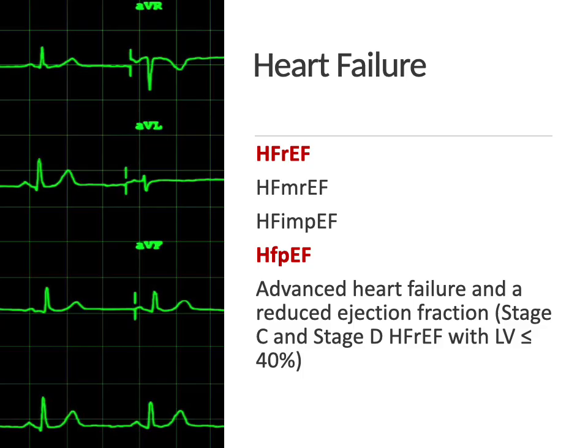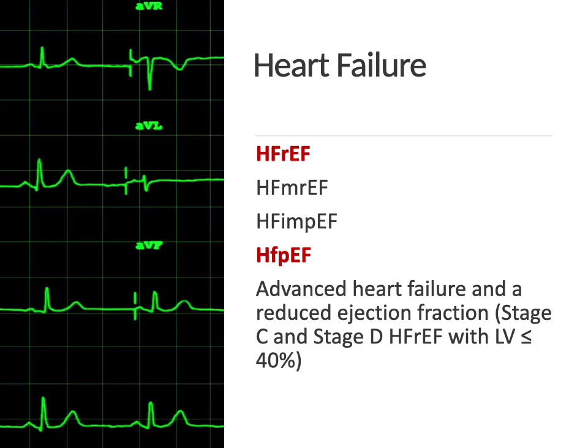So we have different classifications of heart failure based on our ejection fraction. In heart failure with reduced EF, an EF less than 40%, that is going to put them in systolic heart failure. That is the majority of your patients with the classic symptoms that we see associated with heart failure, and the cause being an overstretch of the myocardium.